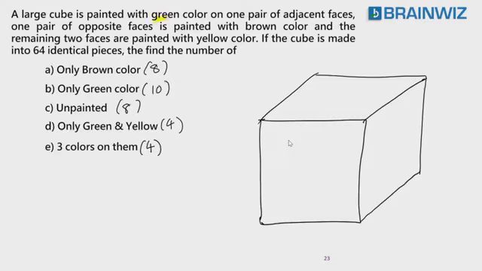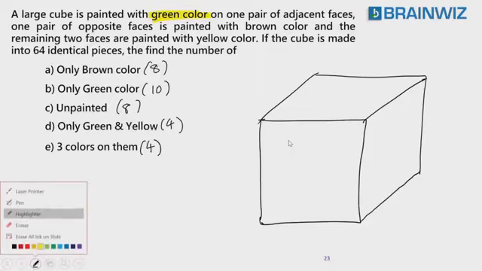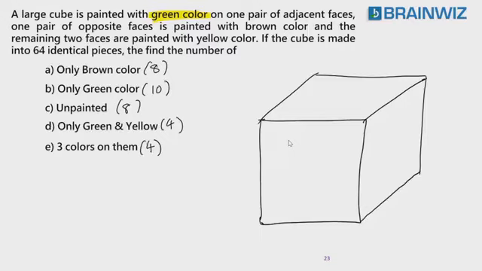One pair of adjacent is green color. So let's try to paint the green color, everybody. This is green color. Adjacent, this is green. It's not required actually. If I write G also, it's sufficient for you. So this is green. This is green. One pair of adjacent with which color, students? Green color.